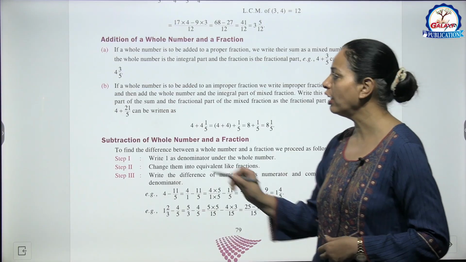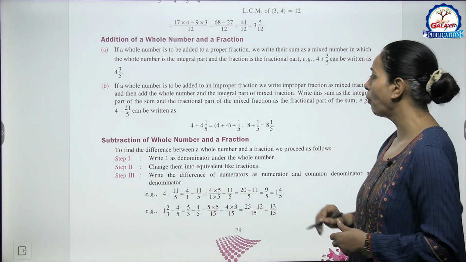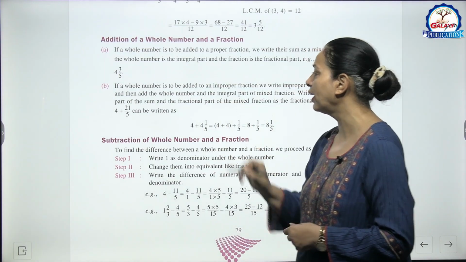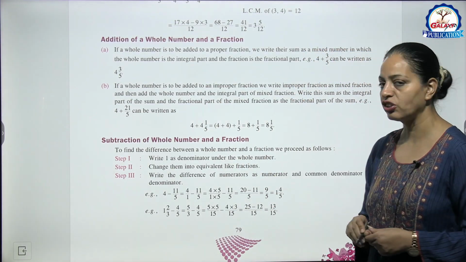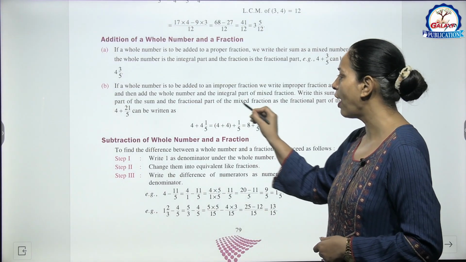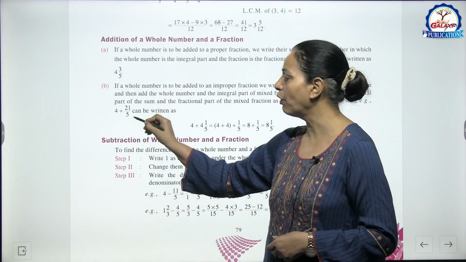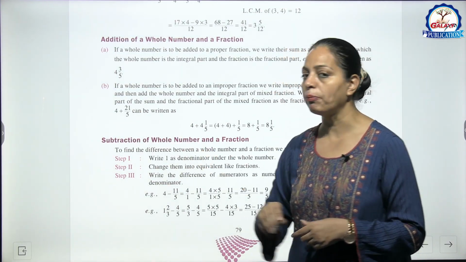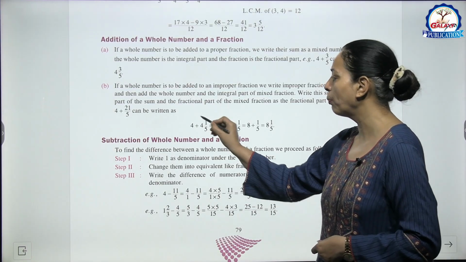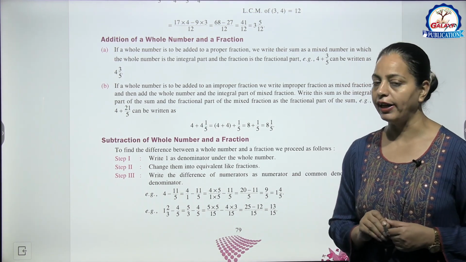Okay. Now B part, if a whole number is to be added to an improper fraction, we write the improper fraction as a mixed fraction and then add the whole number and the integral part of the mixed fraction. Write this sum as the integral part of the sum and the fractional part of the mixed fraction as the fractional part of the sum. See, 4 plus 21 upon 5, 21 upon 5 we will change into mixed. We are getting 4 whole 1 by 5. Now what to do? 4 plus 4, 8 plus 1 by 5 means 8 whole 1 by 5.